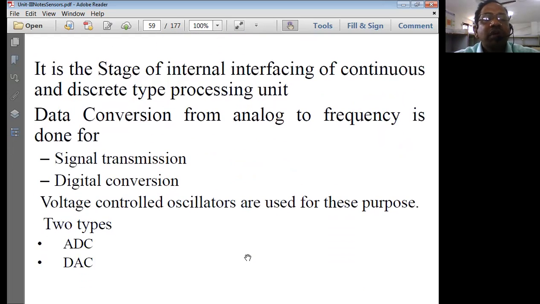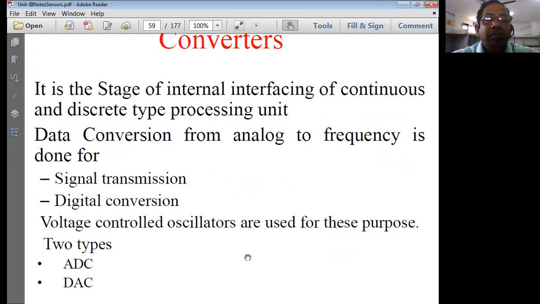Then we discussed converters. Data conversion from analog to frequency is normally done for signal transmissions and digital conversions. Voltage controlled oscillators are normally used for these purposes. There are two types of converters called ADC and DAC: analog to digital converters and digital to analog converters.